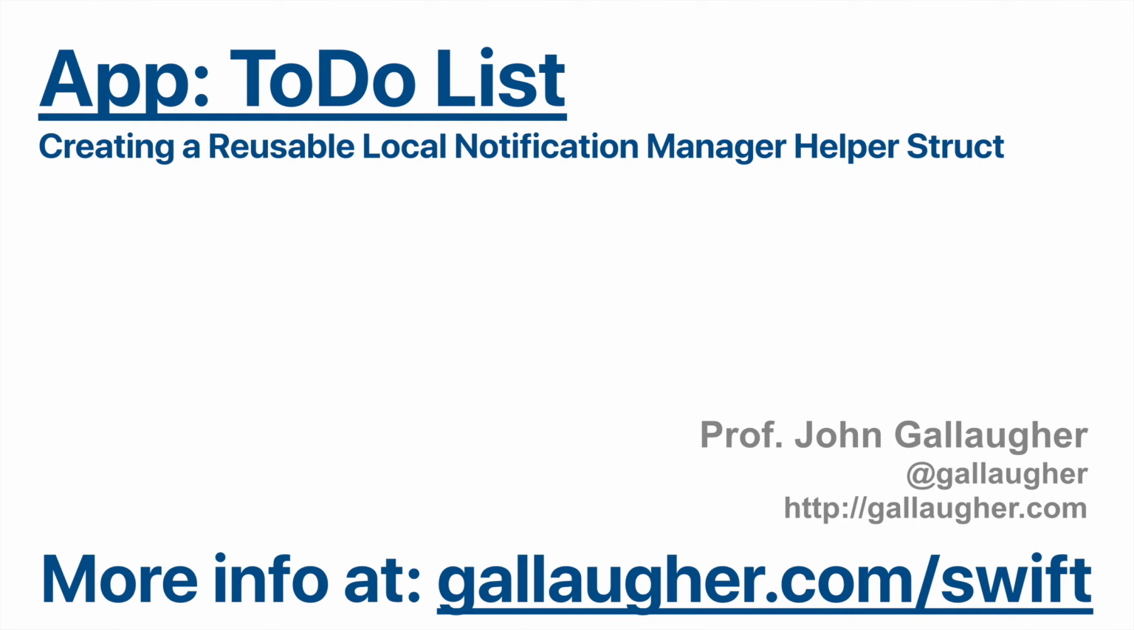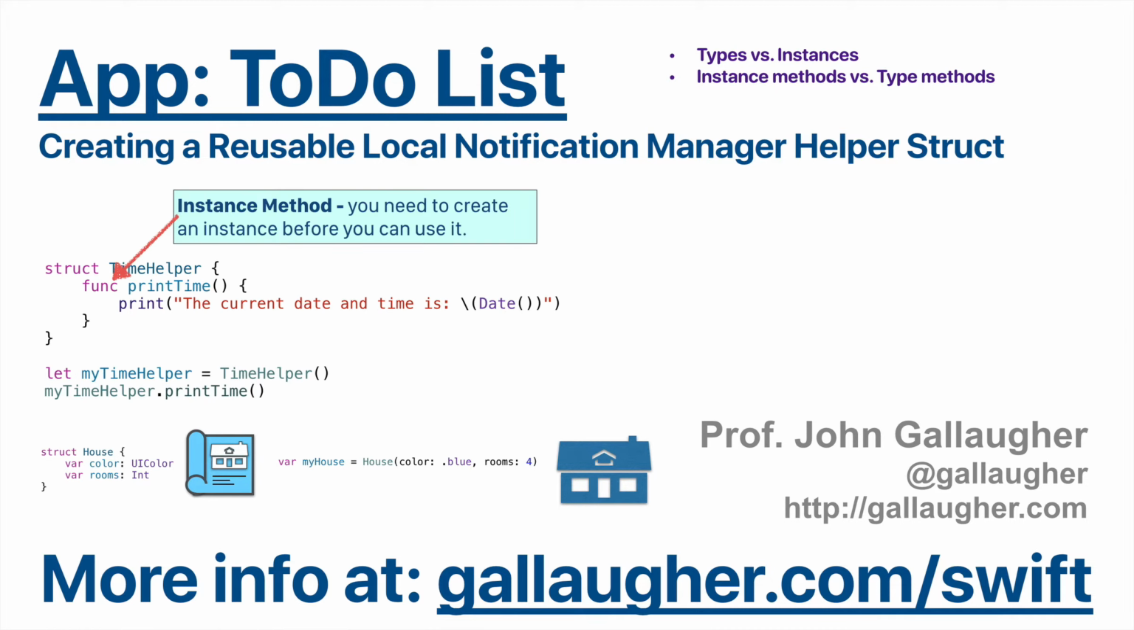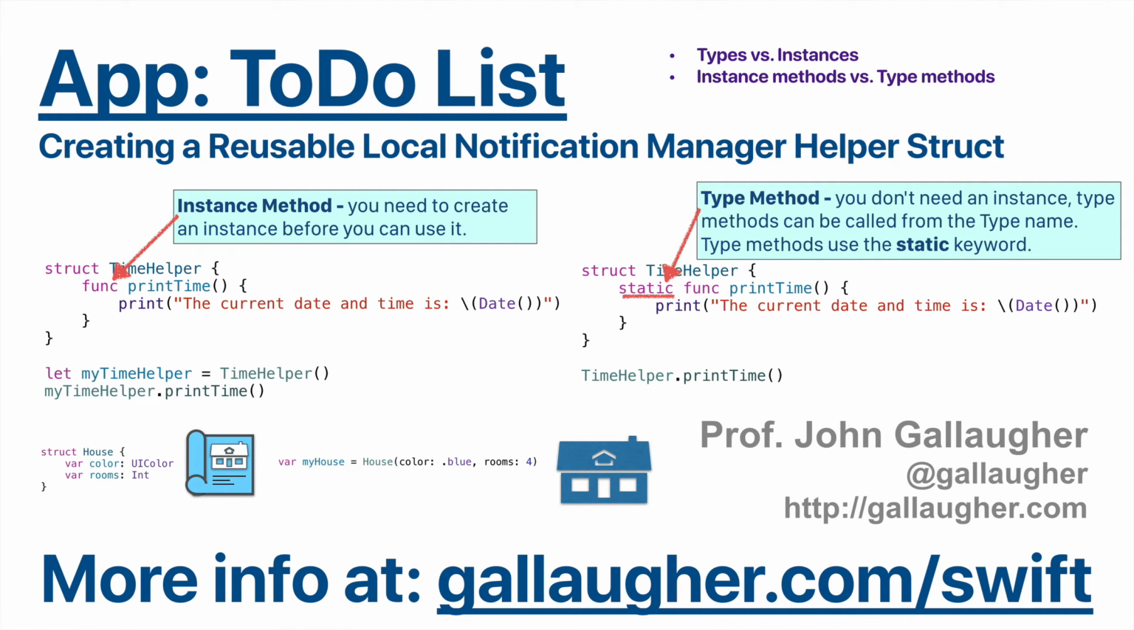Swifter, how about a helping hand with a helper struct full of helper functions? We're going to create a reusable location notification manager helper struct. We'll give a bit more background on types versus instances. We're going to cover instance methods versus type methods. And we're going to create a type method with a static keyword. Let's get at it, you code monster.